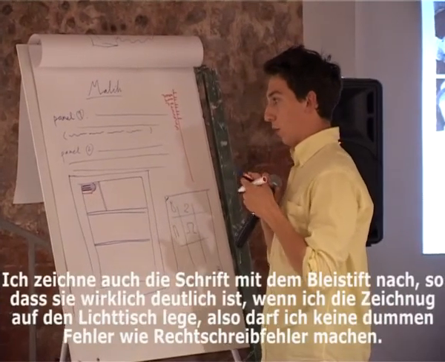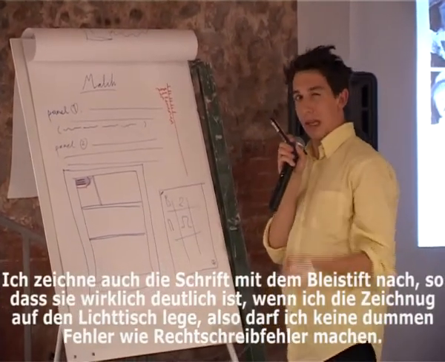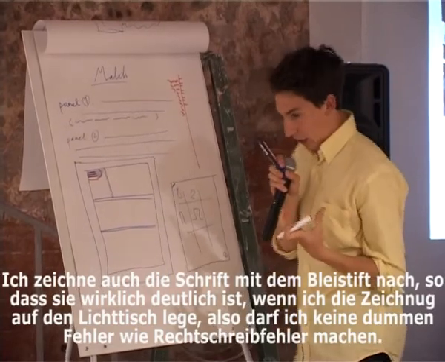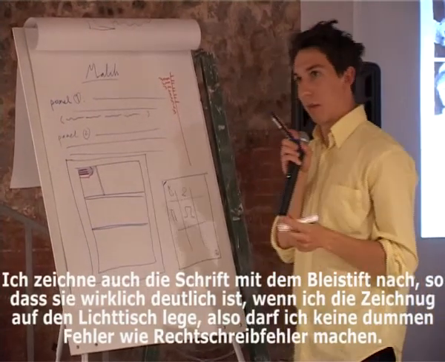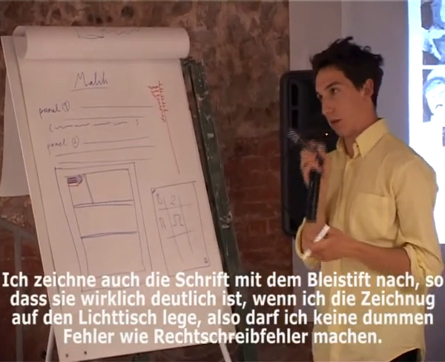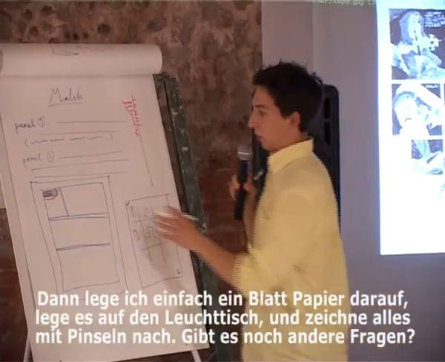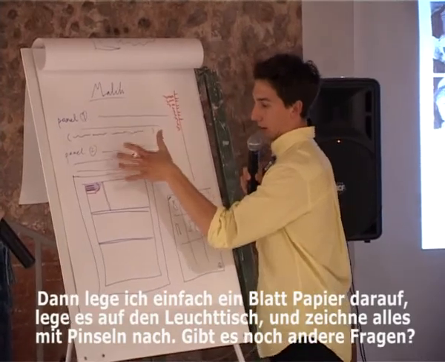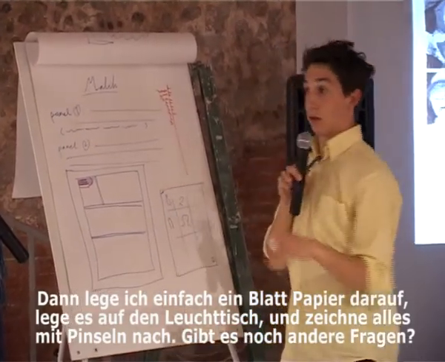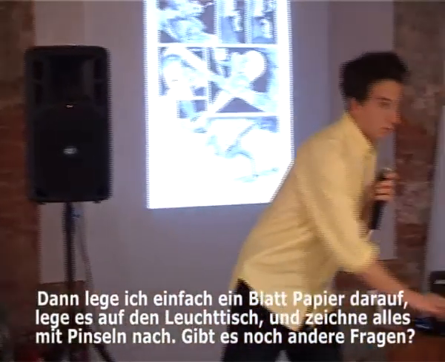I will also go over the lettering in pen, so it's really clear when I go over on the light box, so I don't get any silly mistakes or spelling mistakes. So I do lettering in pen. And then I just put a piece of paper over the top of the light box and trace it with brushes.